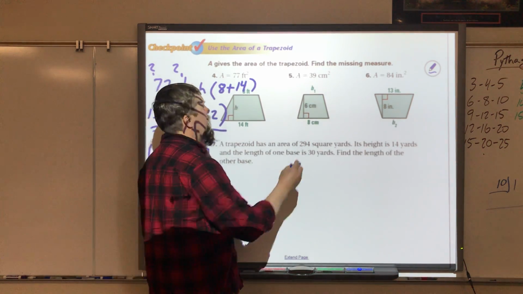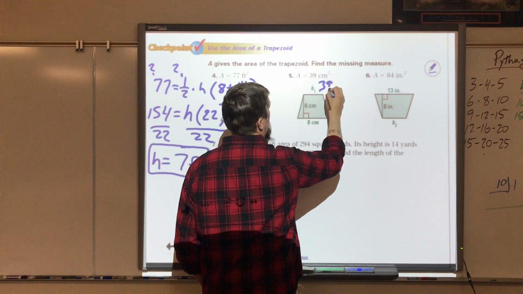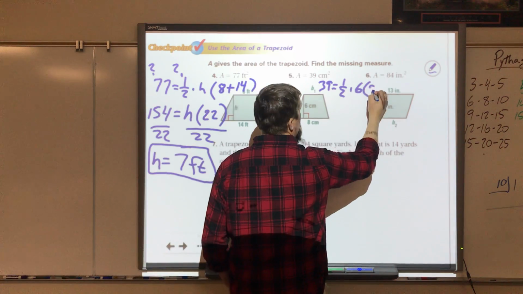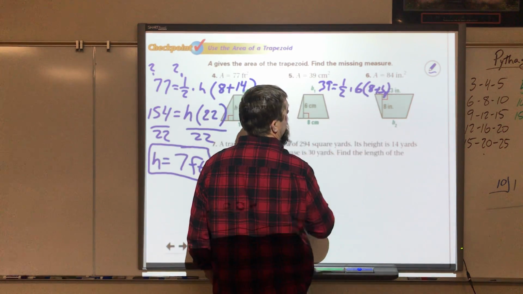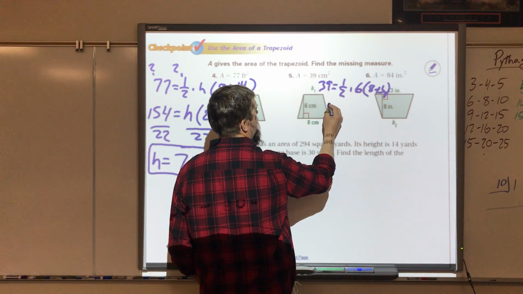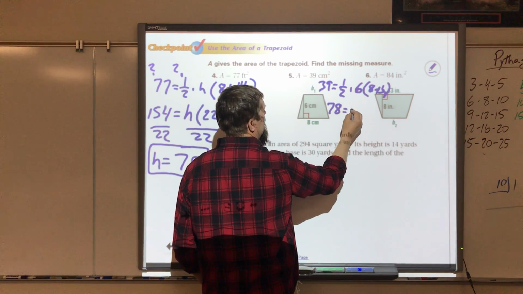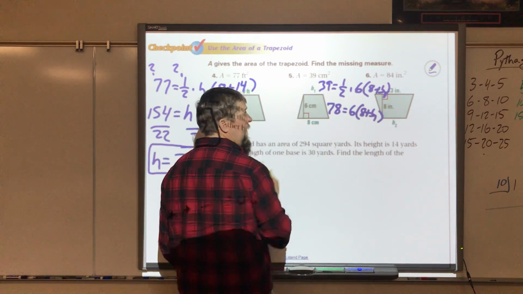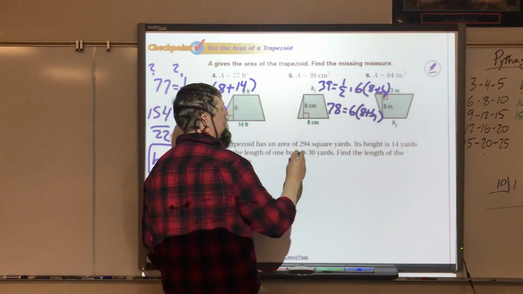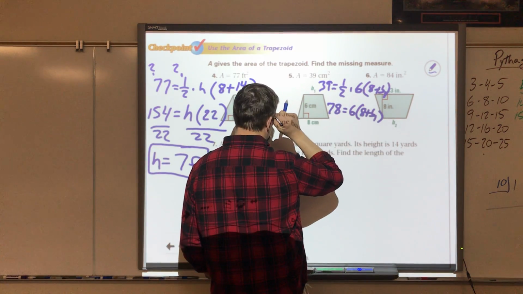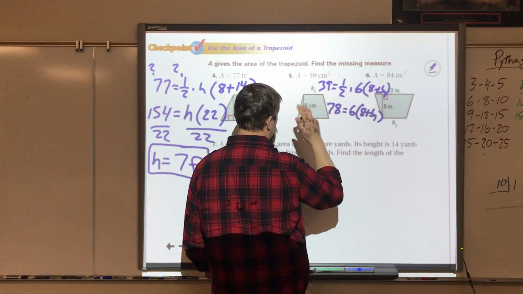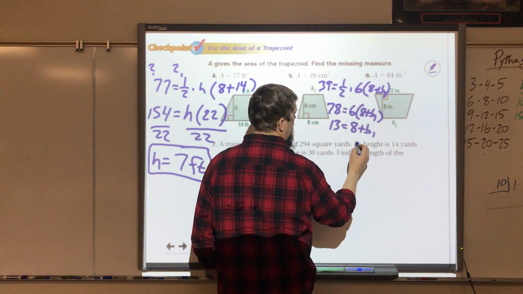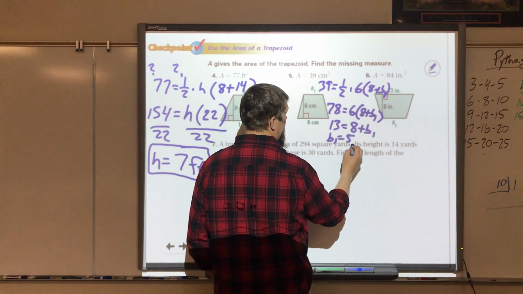Number 5, we're looking for B1. So 39 equals 1/2 times 6 times 8 plus B1. Multiply by 2, I get 78 equals 6 times 8 plus B1. Divide by 6, 6 goes into there 13 times, 8 plus B1. So B1 is equal to 5 centimeters.